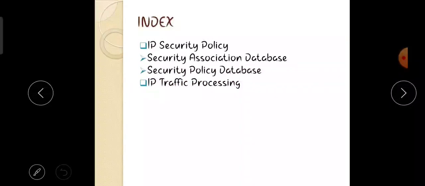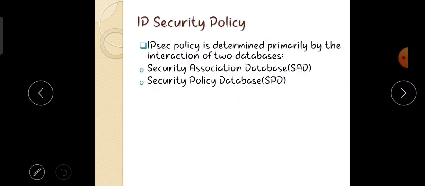In this presentation we will be discussing IP security policy, two databases, the Security Association Database and the Security Policy Database, and IP traffic processing. Now let us see what IP security policy is.